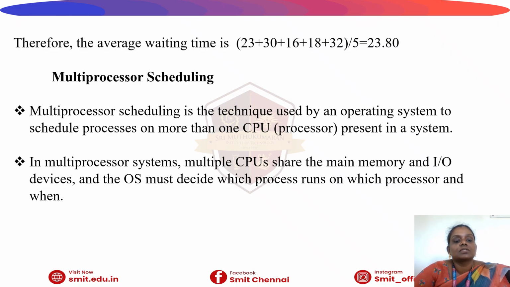Now multiprocessor scheduling. Multiprocessor scheduling is used when a system has more than one CPU. The processes can run in parallel, and the operating system decides which CPU must run which process. It improves performance and throughput. It is used in multi-core systems.